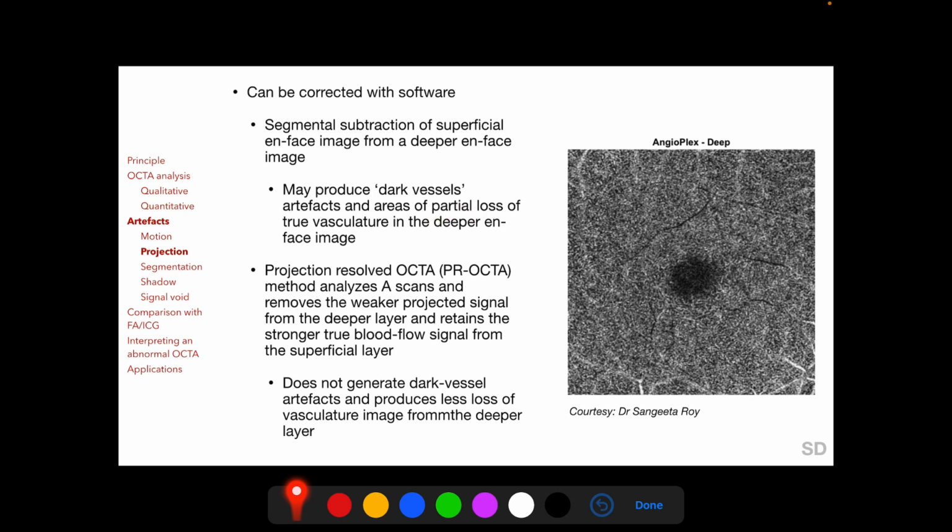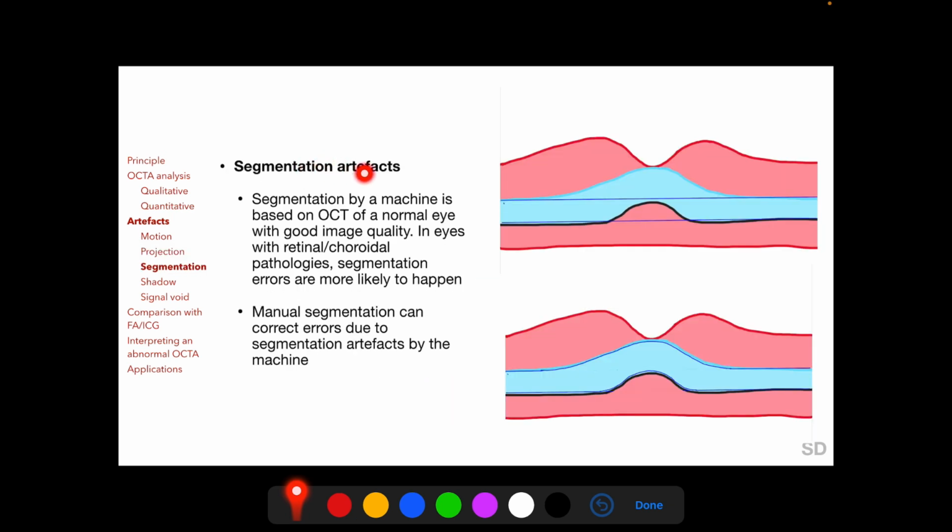The other method of correcting projection artifacts is projection resolved OCTA or PR OCTA, which analyzes A-scans and removes the weaker projected signal from the deeper layer and retains the stronger true OCTA signal from the superficial layer. And in contrast to segmental subtraction method, PR OCTA method does not generate dark vessel artifacts. Segmentation artifacts occur because segmentation by an OCTA machine is based on OCT of a normal eye with good image quality. So in eyes with retinal and choroidal pathologies, segmentation errors are likely to happen.